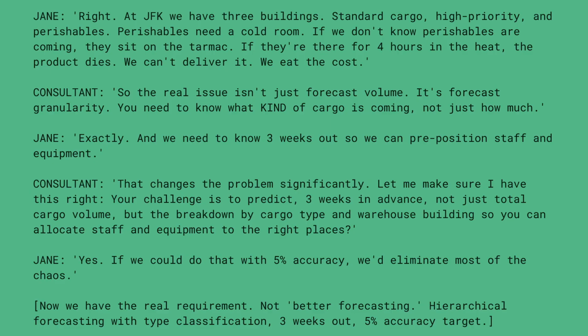Notice what happened there? The client started with a vague technical request, better forecasting. Through dialogue, we uncovered the real business impact, $12 million annual loss, the specific operational constraint, 3 buildings, different cargo types, the time horizon, 3 weeks, and the accuracy requirement, 5%. If we just said yes, we would have to build the wrong thing. This dialogue took 30 minutes, and it was worth it.